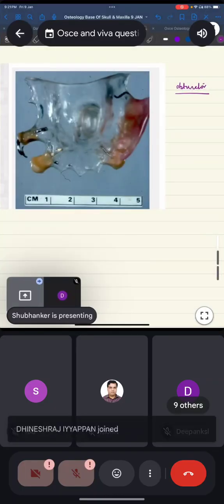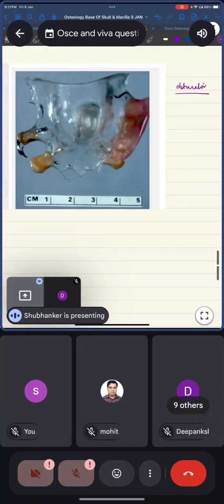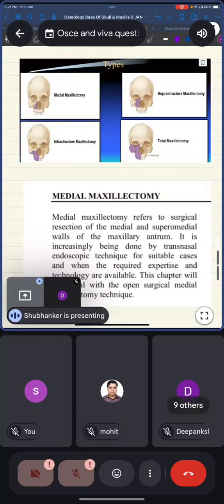So that this defect gets covered. Okay. So after doing the classification of defects, reconstruction option, and the obturator, let's come to the types of maxillectomy. It is very important. Only two things you have to remember. One is medial maxillectomy and one is total maxillectomy. Second thing that you have to remember is the steps.